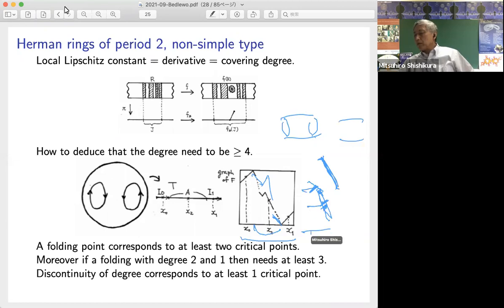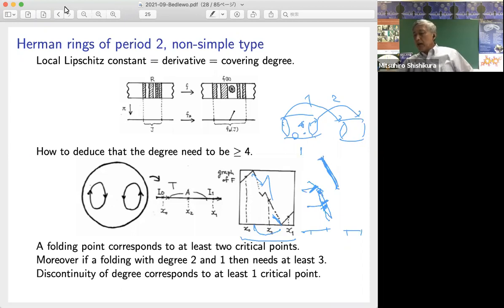So these 2 points map to some image, and degree 2 and degree 1, where you have a discontinuity. So to realize this, in fact, you have to have another inverse image, and that requires at least one critical point in here. Well, this is by the Riemann-Hurwitz theorem, or realizing this as a branched cover. So that counts 1 as a critical point.